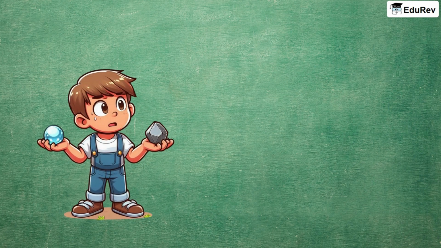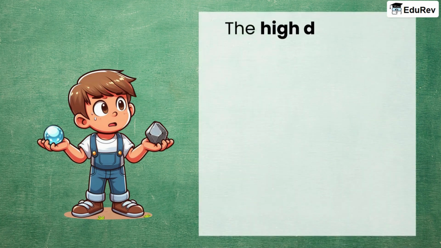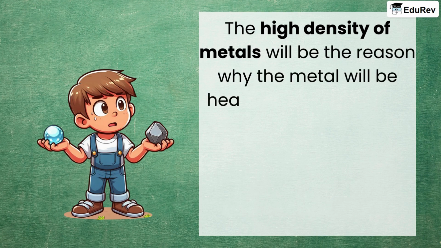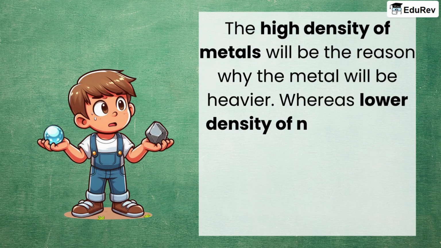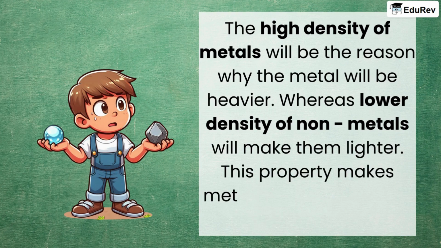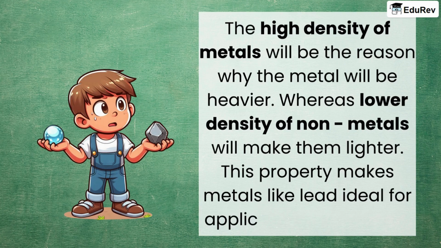Imagine you have equal volumes of a metal and non-metal in your hands. Which one do you think will be heavier? Let me help you out. The high density of metals will be the reason why the metal will be heavier, whereas lower density of non-metals will make them lighter. This property makes metals like lead ideal for applications as weights.